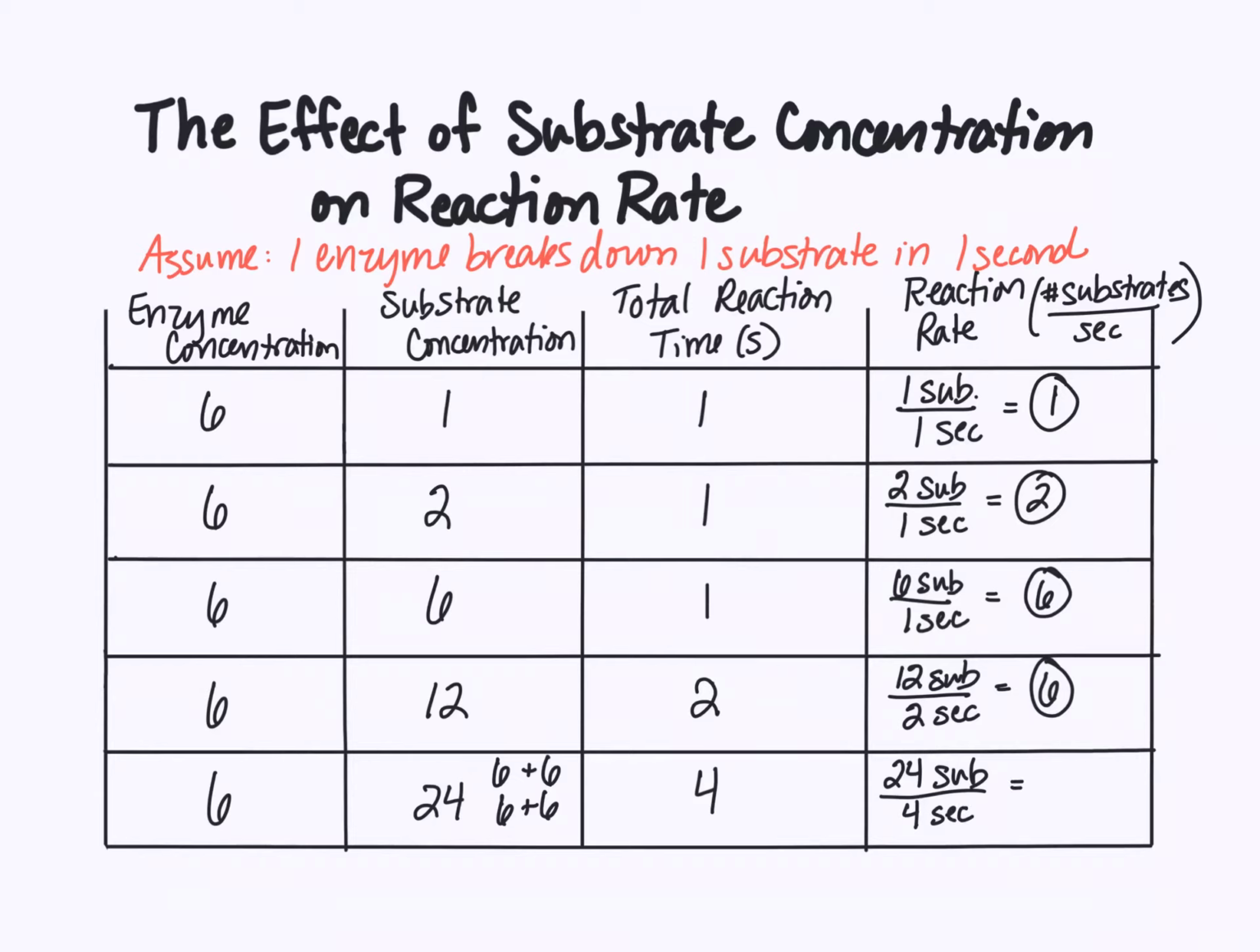And that gives us a reaction rate of 6 reactions per second, or 6 substrates being broken down per second. Now, you'll notice that these numbers look very similar to what we saw when we looked at the effect of enzyme concentration on reaction rate. So I'm not going to regraph this, but once again, we're going to get a graph that looks very similar to an increase initially, but then it levels off.